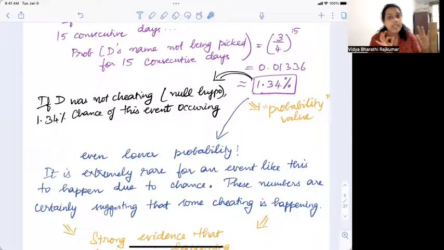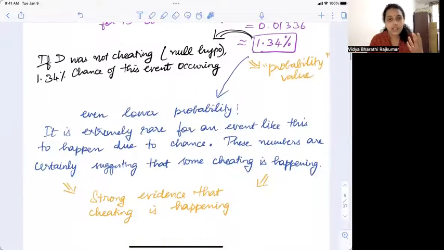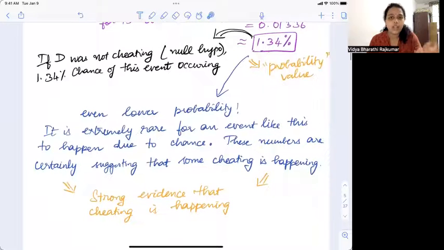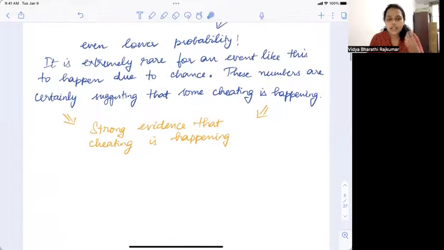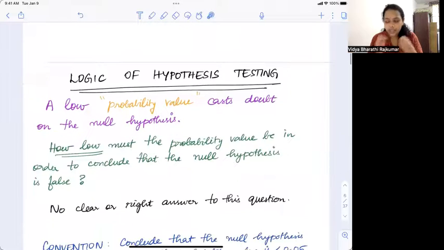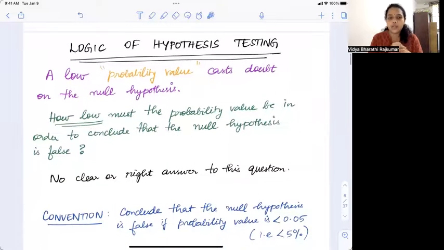And if I were to believe that the null is true, I have witnessed two situations where the probability of something like that is extremely rare. And so I'm beginning to doubt if the null is in fact true. So this is what I mean when I say my sample data is giving me evidence to question if the null is indeed true or not. Now, a low probability value associated with an outcome is casting doubt on the null hypothesis.